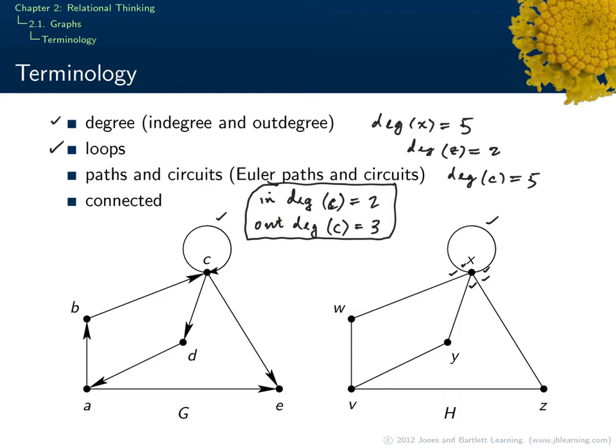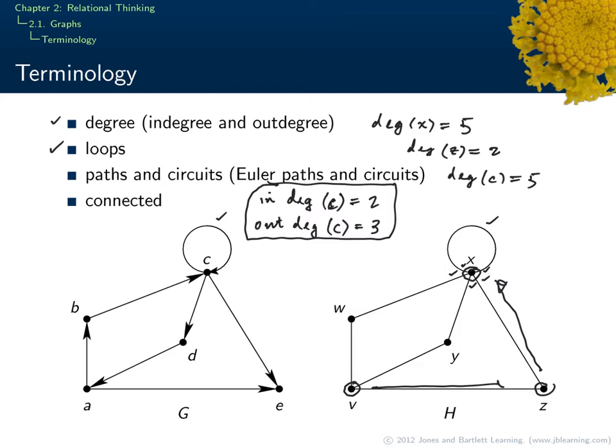Okay, now we're also going to be interested in paths and circuits. So a path essentially is a collection of vertices and joining edges. Like for instance, suppose we want to move from V to X, right? We could go along this edge to Z, and then along this edge to X. So that collection of vertices and joining edges is what's called a path.